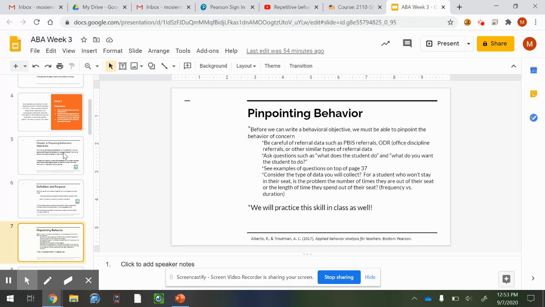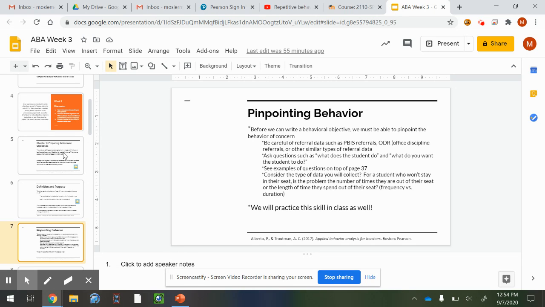Say you're a special ed teacher and a gen ed teacher contacts you and says, I need you to come in. We're having a lot of trouble with Eddie. He's got 45 ODRs for the year. Okay. Now, there is data on an ODR or an office discipline referral or a PBIS referral. It depends on the school that you're in. Some of them call them different things. There is information on there, but it's more anecdotal and not necessarily the type of data that we would use to help us pinpoint a behavior or write a behavioral objective.